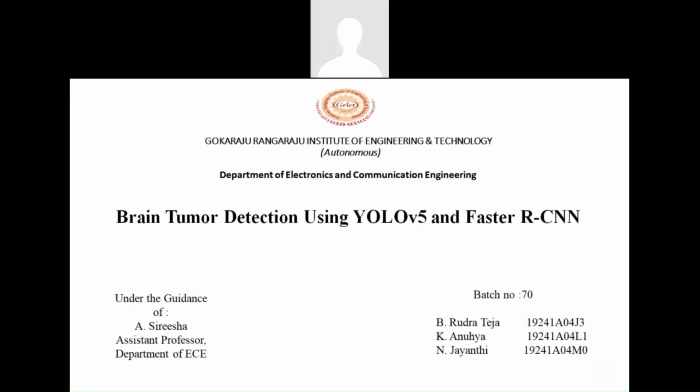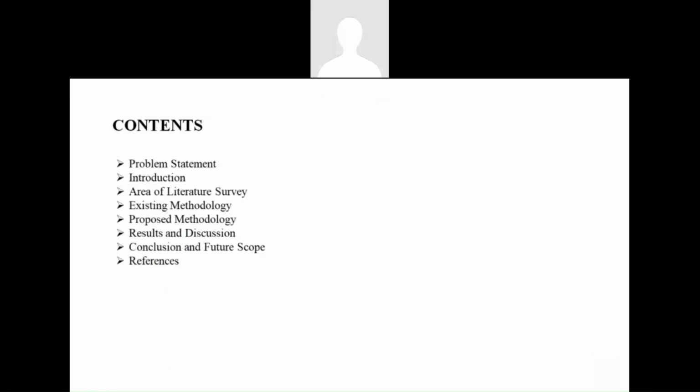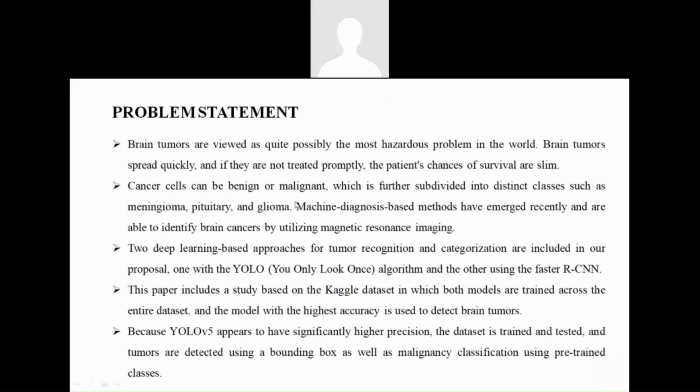Let us go to our problem statement. Let us know what a brain tumor is. We know brain tumor is a most hazardous problem in the world. A brain tumor is a mass or growth of abnormal cells in the brain. They can be either malignant or benign. One can wonder what benign and malignant are. Here are the answers: benign is non-cancerous and malignant is cancerous.